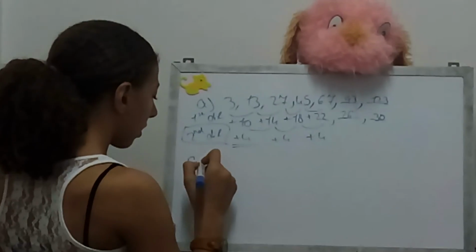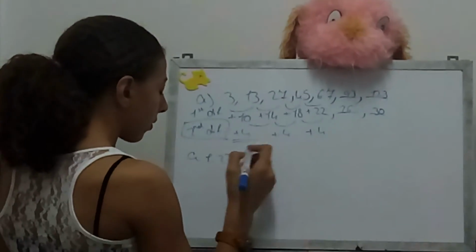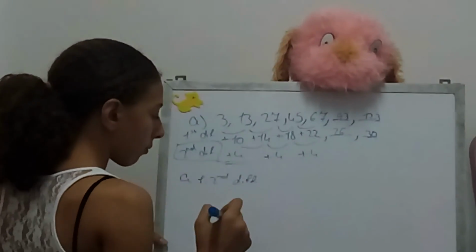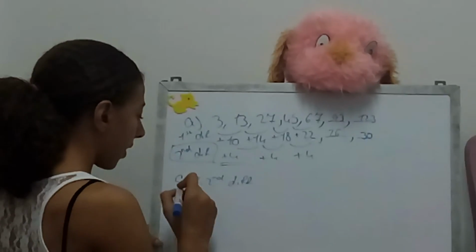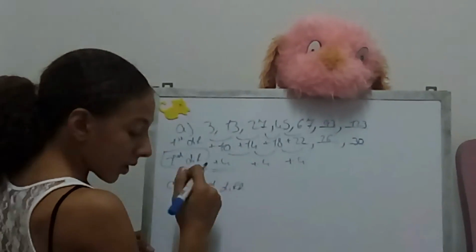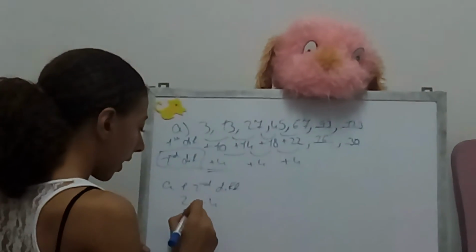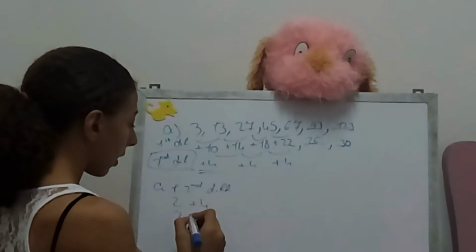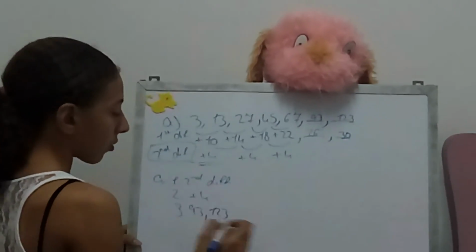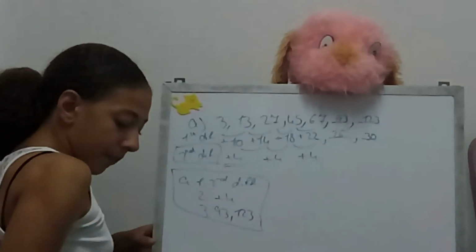So your answers will be like this. A1, second difference. 1 because it's the first question. Which differences are constant? Then A2. What is the constant difference? Adding 4. Then A3, it will be 93, 123. The next 2 digits. So this is the way you write the answers. Okay?